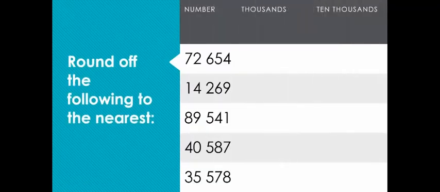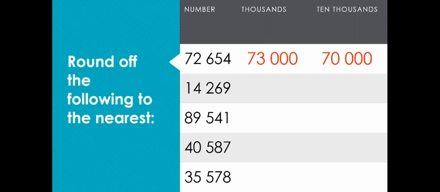So I have here an activity for you. Round the following to the nearest thousands and then ten thousands. Okay, number 1, 72,654. Round it to the nearest thousands. The answer is 73,000. How about round it to the nearest 10,000s? The answer is 70,000.